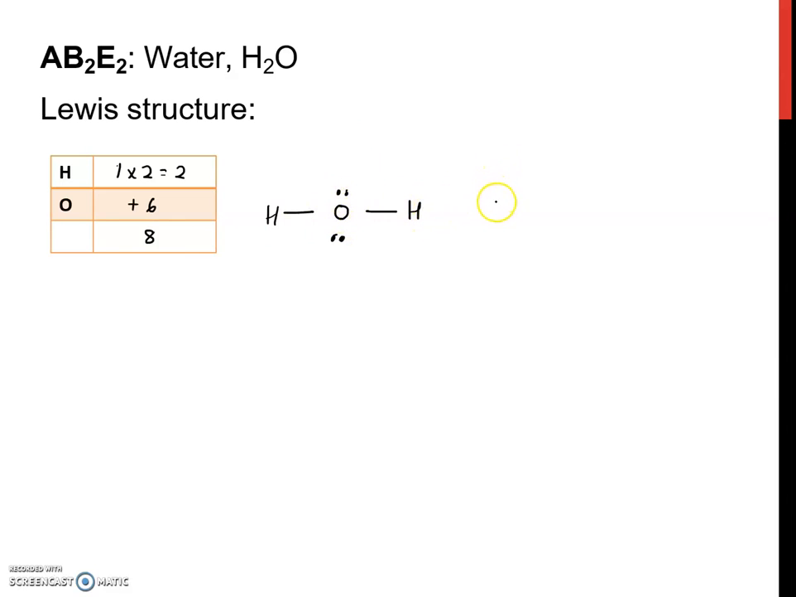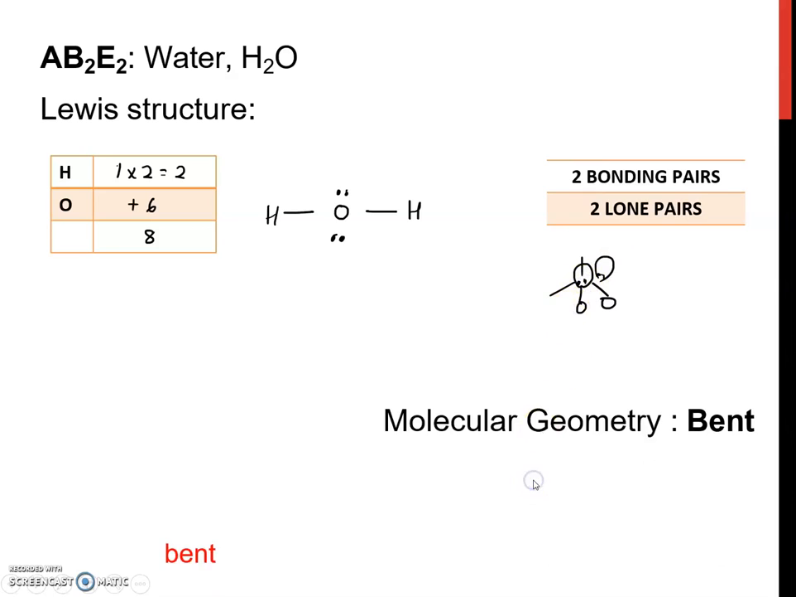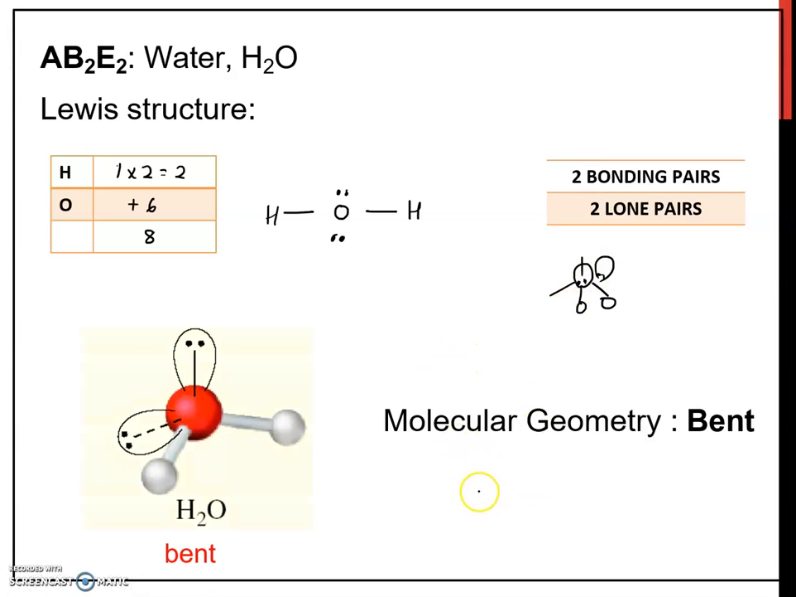And then determine how many bonding pairs and how many lone pairs. So there are 2 bonding pairs, or 2 atoms bonded to the central atom, and 2 lone pairs. The technique is the same as before. If you don't remember, based on general rule, a total of 4 is tetrahedral. But now only 2 are atoms. So the structure is bent. In geometry form, you have to draw like this, with 2 lone pairs on oxygen.